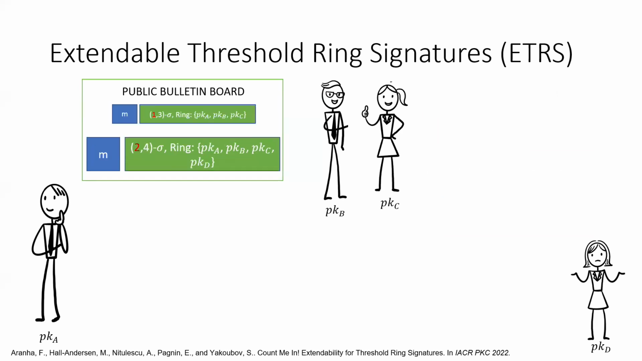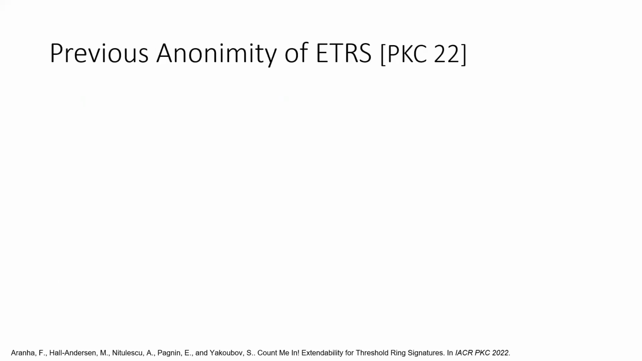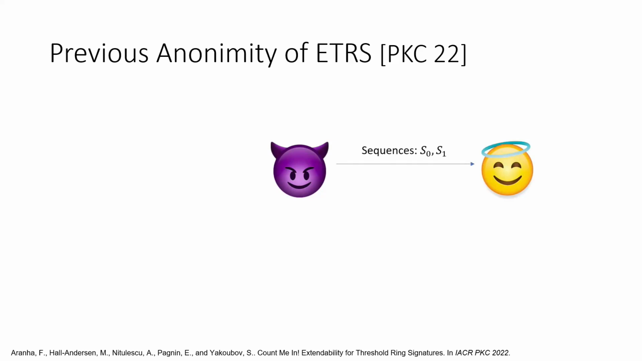And then she can publish this signature as well. And the petition can go on with people joining with extension and join procedures as I showed before. So what was the anonymity notion that was considered in the previous work? We have an adversary and a challenger, and the adversary will query the challenger with 2 sequences.